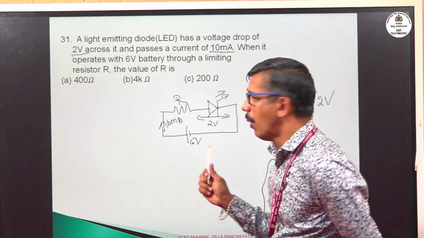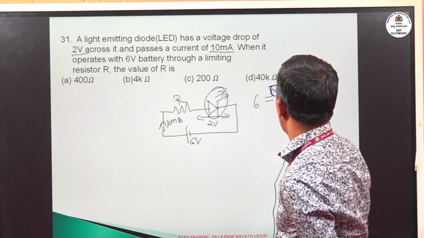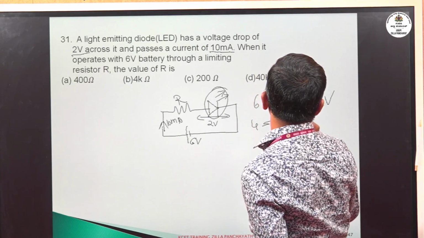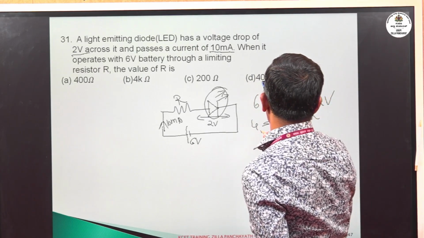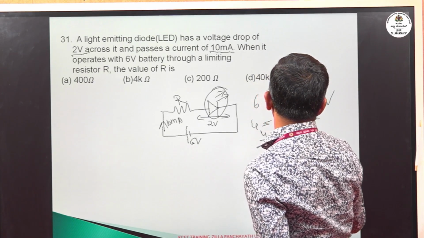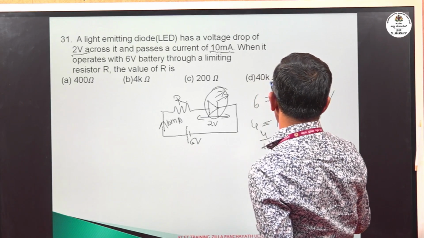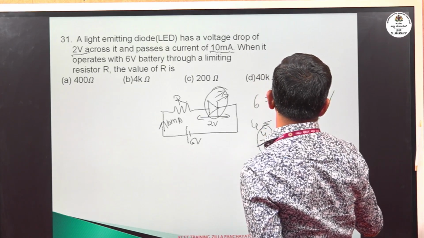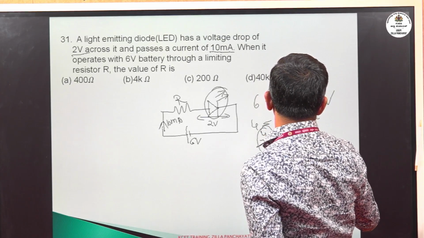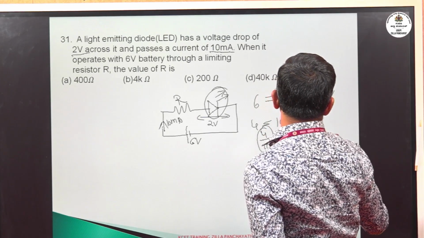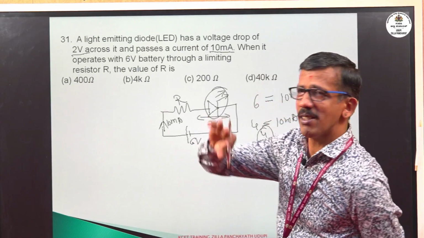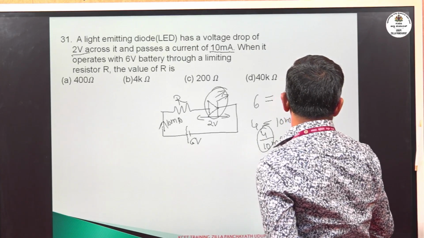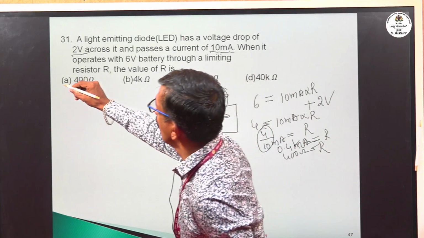What is 2 volt here? 2 volt is the voltage drop across the light emitting diode. So 6 minus 2, 4, is equal to 10 milliampere into R, or 4 by 10 milliampere is nothing but R. 4 by 10 is 0.4, so R is 0.4 kilo ohm, because reciprocal of milli is kilo. So 0.4 kilo ohm is nothing but 400 ohm, the value of resistance. Option A is the right answer.